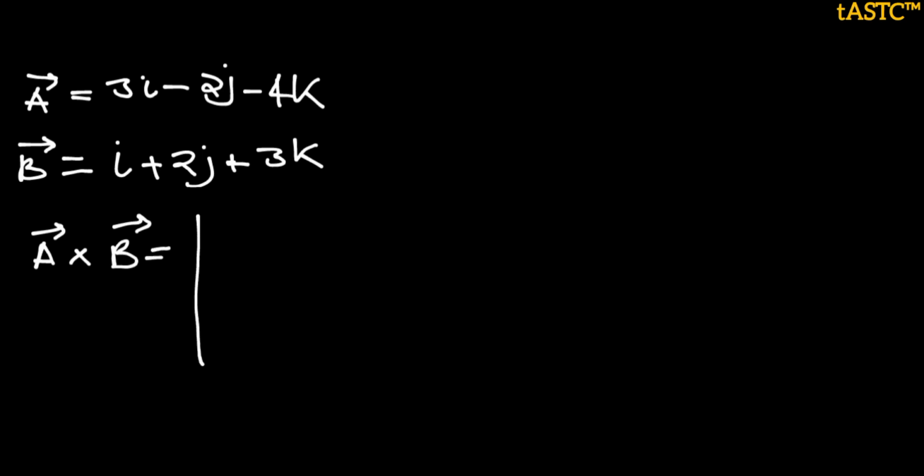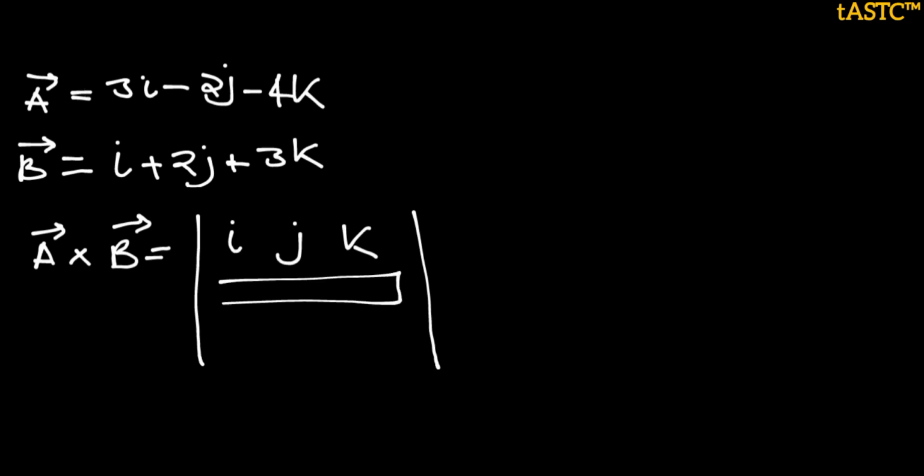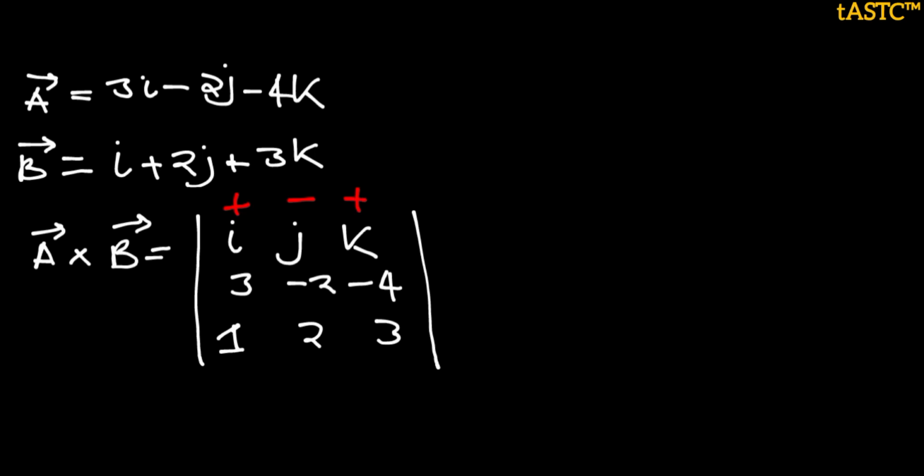So typically stuff should be this way. This is going to be i. We're going to write a j there. There is going to be a k. So we need to take the coefficients of the first vector and place them within this row. So that is going to be 3. Here we're going to have a minus 2. Here is going to be a negative 4. On this side we're going to have a 1. This is going to be a 2. This is going to be a 3. So we need to place a plus, a minus, and another plus at the top of the vectors.